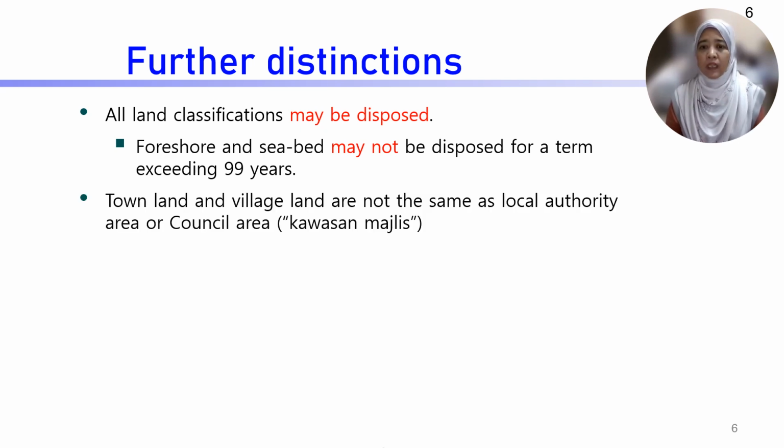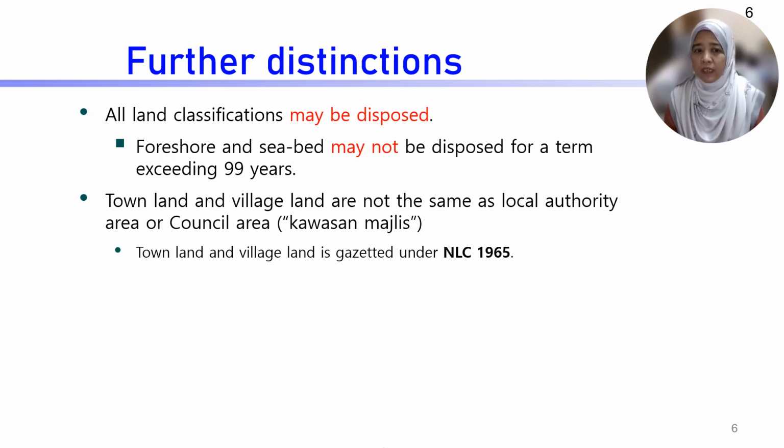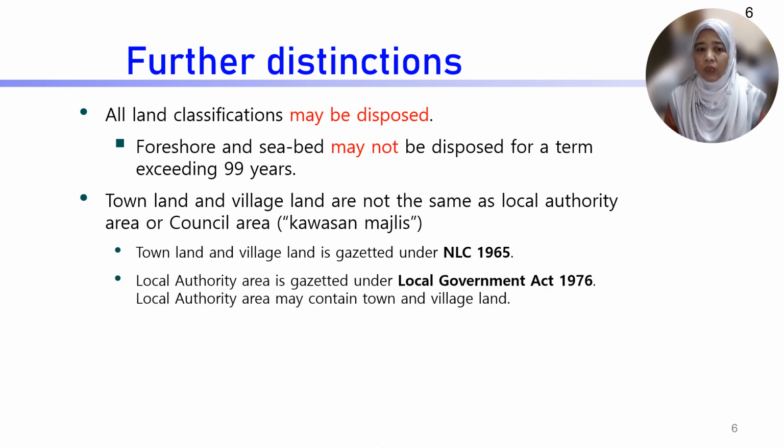Yeah. And it says that town land and village land, tanah bandar, tanah pekan tu are not the same as local authority area, council area. Dia bukan kawasan majlis. Not necessarily so. Sebab dia punya gazetting tu. We see here, gazette. Town land and village land, tanah bandar dan tanah pekan is gazetted under National Land Code 1965. Whereas the local authority area, kawasan majlis, is gazetted under Local Government Act 1976. So there's a difference there in terms of the acts that are used to gazette those lands.